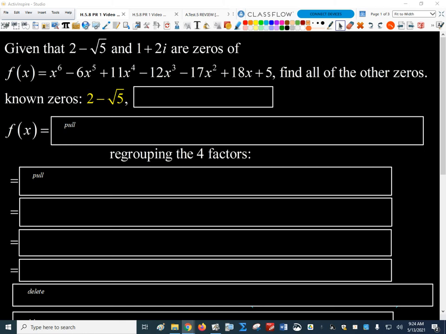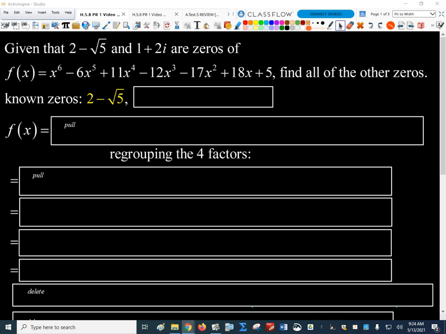Last time we were talking about finding zeros of polynomials, right? And this is all related to that second assignment. This is 5.8 practice 1, for the finding zeros assignments. So let's see if we can remember some of this stuff.